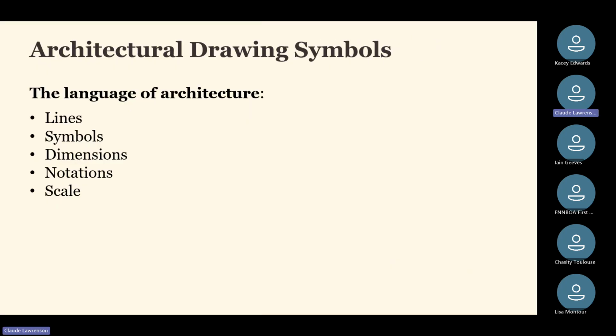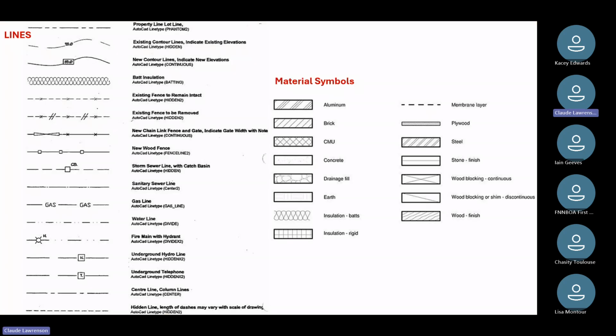Next, I want to talk a little bit about architectural drawing symbols. I like to call it the language of architecture. It's based on a series of various types of lines, various types of symbols. Certainly, we talk about dimensions and notations, so notes on the actual drawings. And certainly, we look at the scale of the drawing. So again, I'm going to run through the next couple of slides, giving you a little bit of background on what is required as the language portion of this.